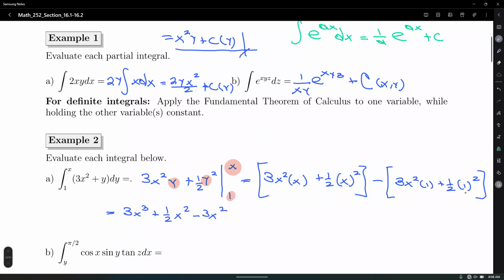And here what do we have? 1 squared, which is 1, times a half. It's a half, but careful with the negative sign outside. That'll be minus 1/2. And combining like terms, what do we have? A half minus 3, which is a half minus 6 halves. Isn't that negative 5 halves? So that'll be 3x cubed minus 5 halves x squared minus a half.